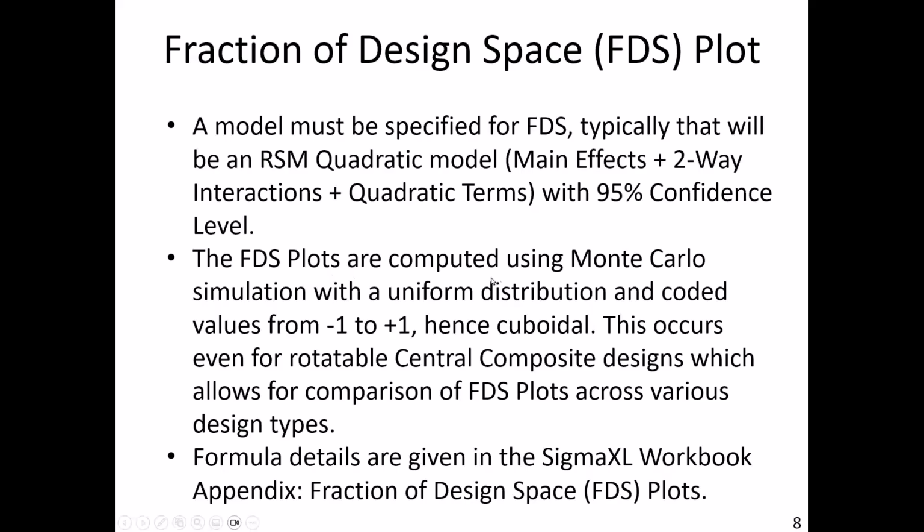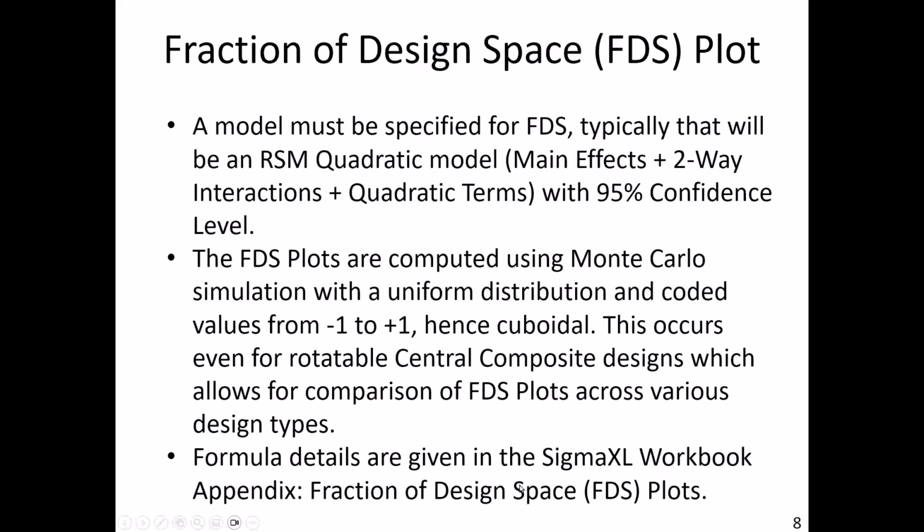So the FDS plots are computed using Monte Carlo simulation. A uniform distribution is applied, and the values are coded from -1 to +1. This is known as a cuboidal. So even if the design is rotatable, we only simulate from -1 to +1. And the reason for that is because it allows you to compare central composite and Box-Behnken. So it basically gives you more flexibility to compare across design types.